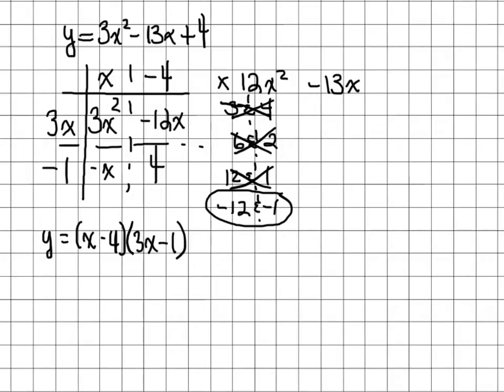Now, one thing that students often ask me is, does it matter which of these we write first, whether it's x minus 4 or 3x minus 1? No, it doesn't. It's the same thing as 3 times 4 is the same as 4 times 3. So it could also be written as 3x minus 1 and x minus 4. It doesn't really matter. You get the same answer.